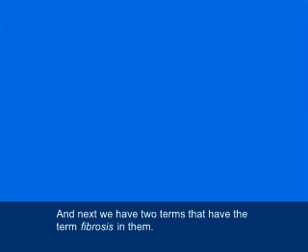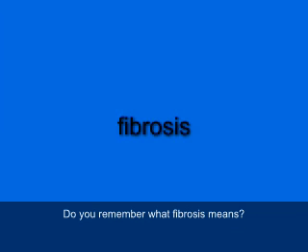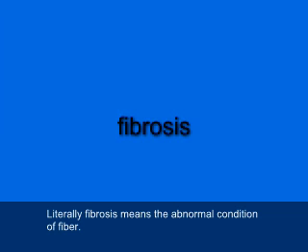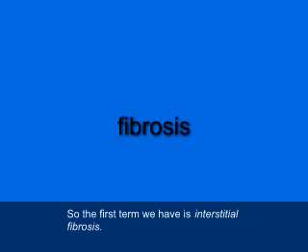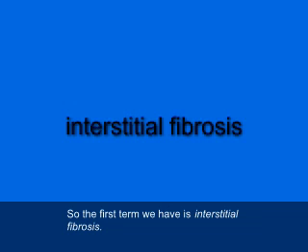And next we have two terms that have the word fibrosis in it. Fibrosis. And do you remember what fibrosis means? Well, literally, fibrosis means the abnormal condition of fiber, but it's usually used to refer to a formation of scar tissue. So the first term we have is interstitial fibrosis.